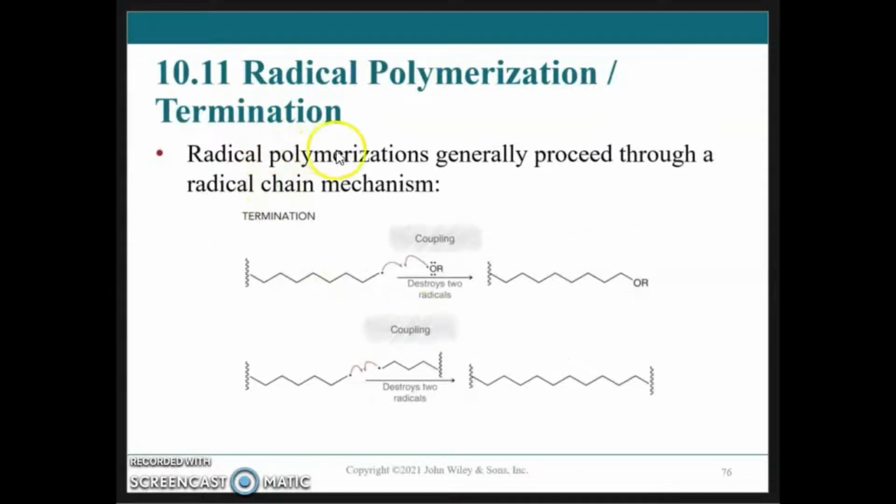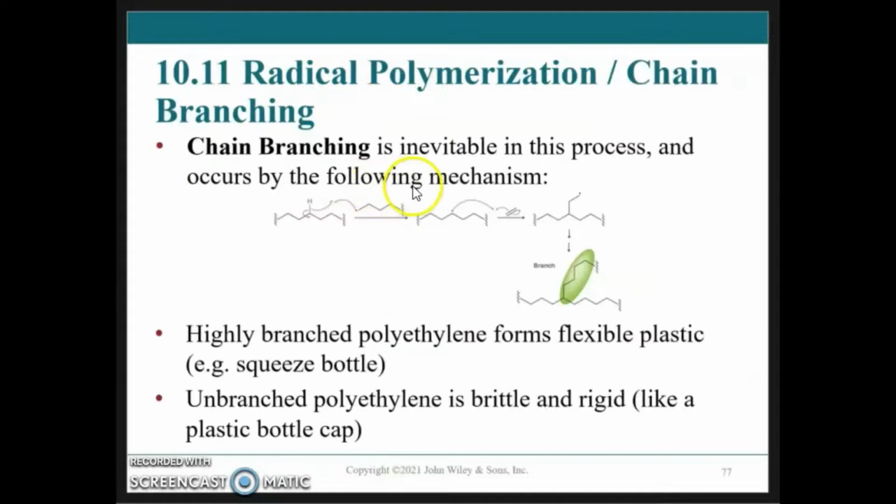The termination of that polymer chain can occur through a couple of different ways. In a radical mechanism, we have the alkoxy radical coupling with our alkyl radical to terminate with an alkoxy group on the end. We can have two alkyl radical chains joining and coupling to give a longer chain, combination of chains.